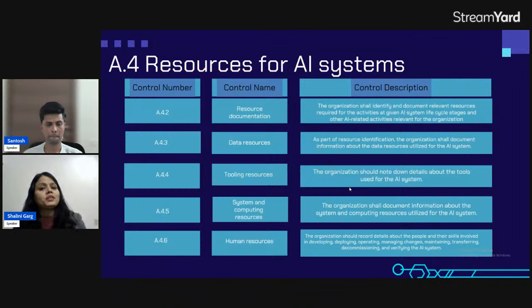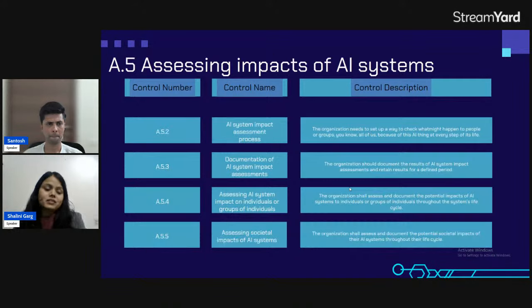Now, we are moving on to control number 5, which is assessing impacts of the AI system. Now we are done with resources, we are done with policies. We have to assess the impact of the AI system which we have just incorporated in our organization. We have to dig into this AI system and see how it actually shapes up for individuals, groups of individuals, or for societies throughout their life cycle. So for that, we have the AI system impact assessment process. Santosh has very well explained what a system impact assessment is, so I will just tell you about the control.